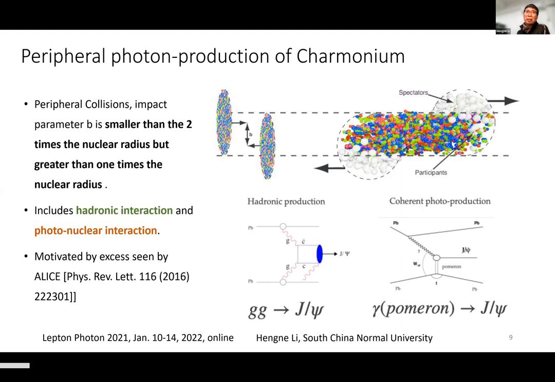So in this kind of collision, we can see two parts of the J/psi production. It's very interesting. You can have the traditional hadronic production of J/psi. You can also see the photon-induced production. So you can see the two parts. This is motivated by the excess seen by the ALICE experiment.